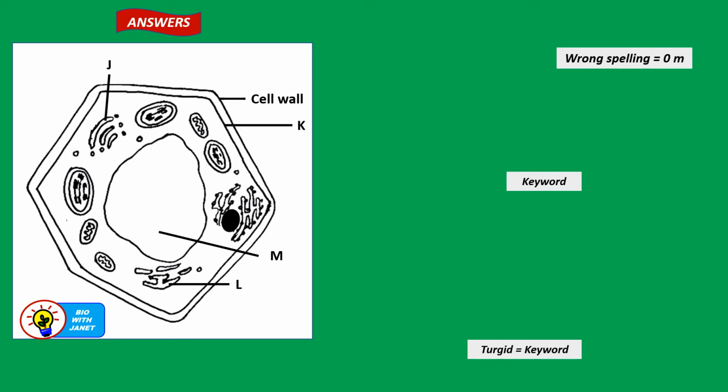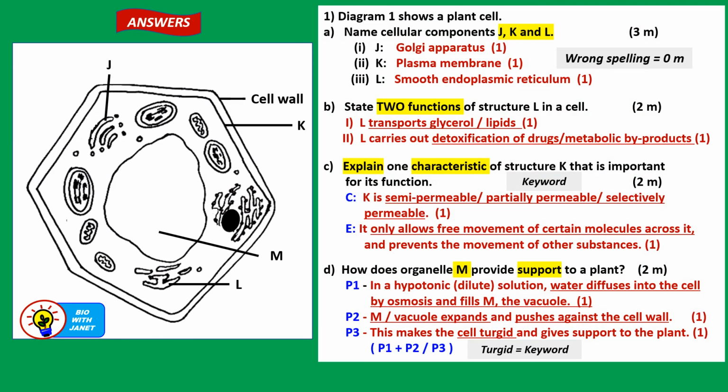Right, now let's discuss the answers. Question 1, diagram 1 shows a plant cell. A, name cellular components J, K, and L. J first. For J, we see that it has these C-shaped structures that are parallel to each other, and there are vesicles at the side here. So this is the Golgi apparatus.